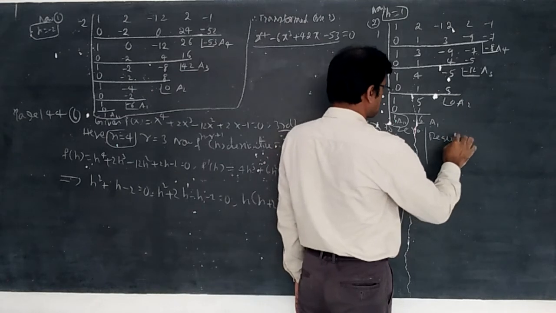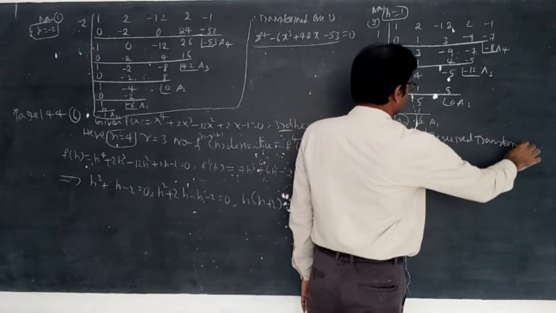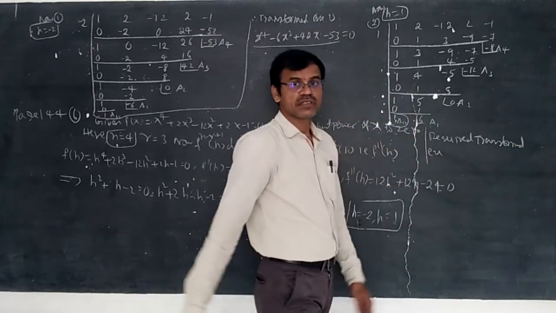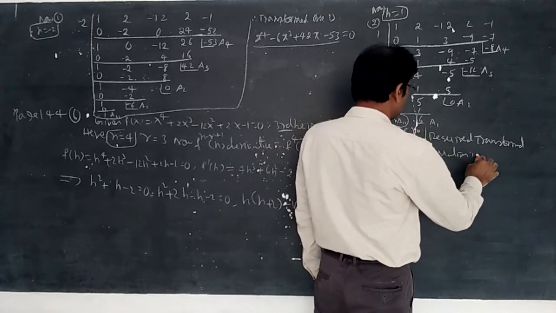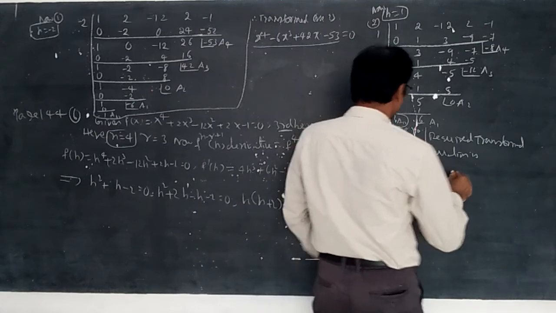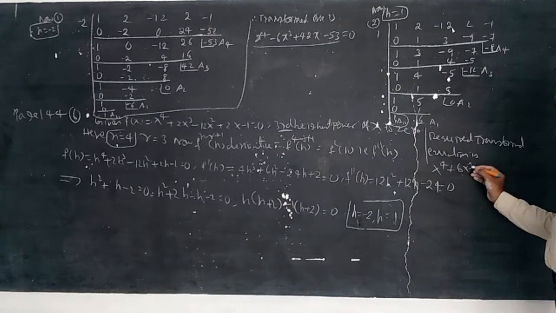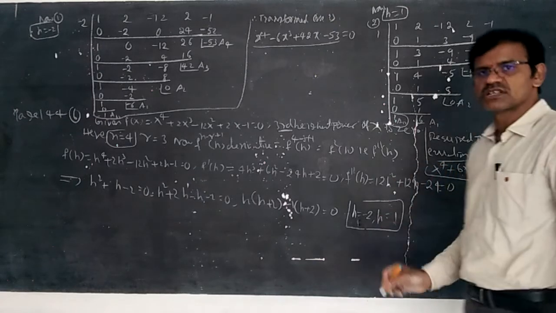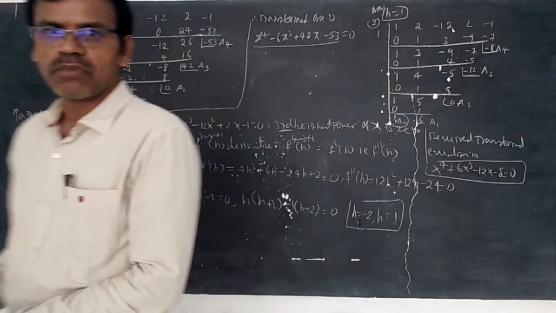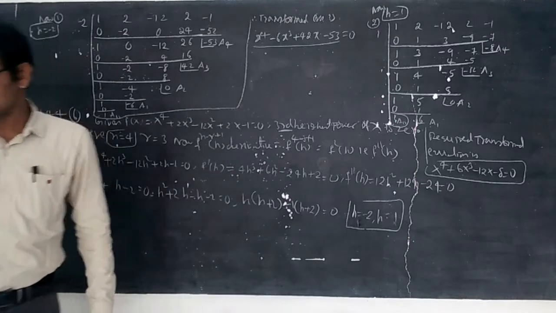The required transformed equation, or translated equation, in which the third highest power is absent, is x power 4 plus 6x cube plus 0x square, don't write, minus 12x minus 8 equal to 0. This is the transformed equation by deleting, or absence of, the third highest power.